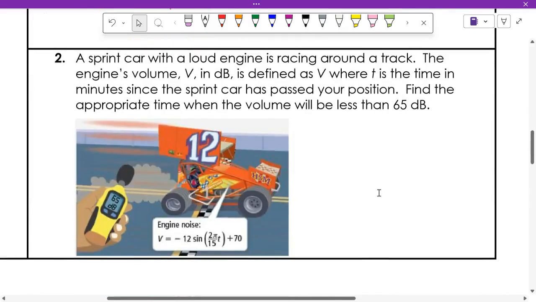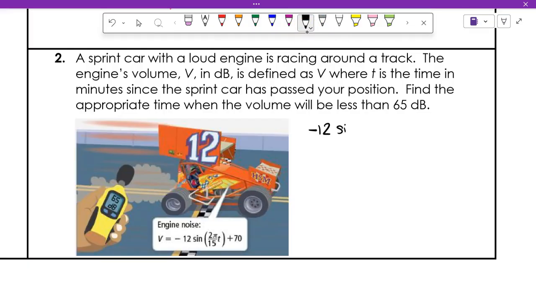Okay, number 2. A sprint car with a loud engine is racing around a track. The engine's volume V in decibels is defined as V, where T is the time in minutes since the sprint car has passed your position. Find the appropriate time when the volume will be less than 65 decibels. Okay, so in this case, I have the equation negative 12 sine 2 pi over 15 times T plus 70, and I want to know when is it less than 65.